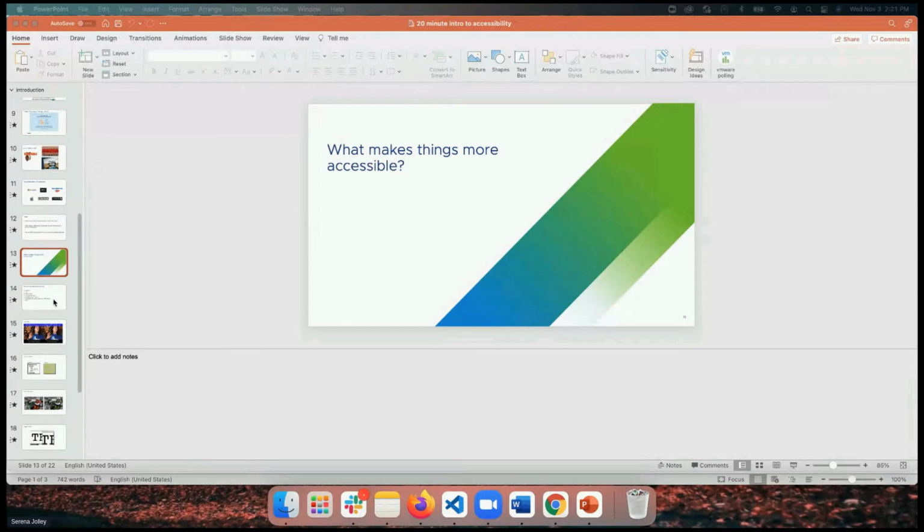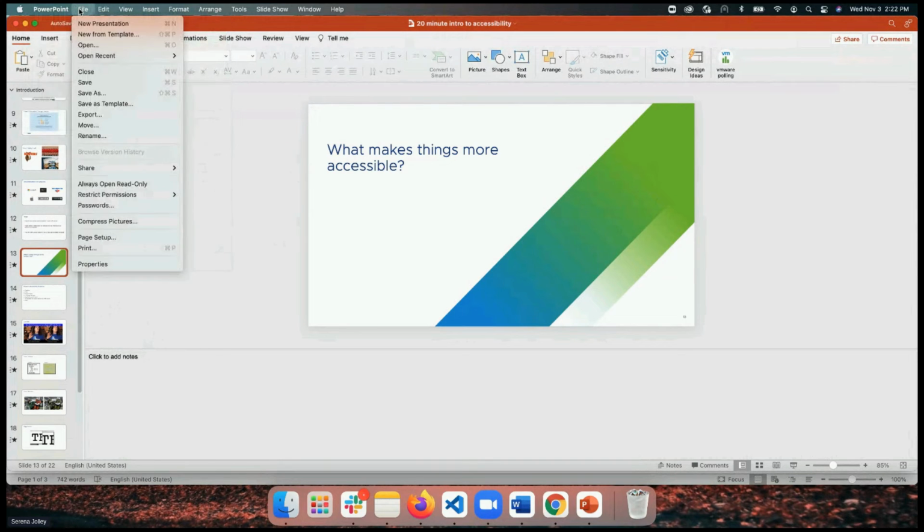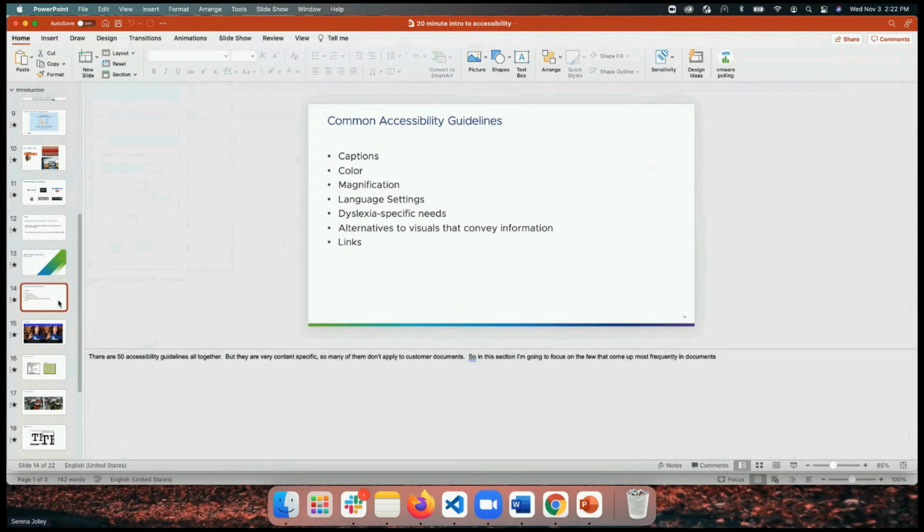So I've got some common accessibility guidelines that I'm going to go through. As I mentioned, for 2.1 AA, there are 50 guidelines altogether, but they're very, very content specific. So for example, if you don't have any moving carousels, you don't have to worry about the guideline that pertains to moving carousels. If you don't have any video, you don't have to worry about the 5 or 7 guidelines that pertain to video for closed captioning and descriptive audio.